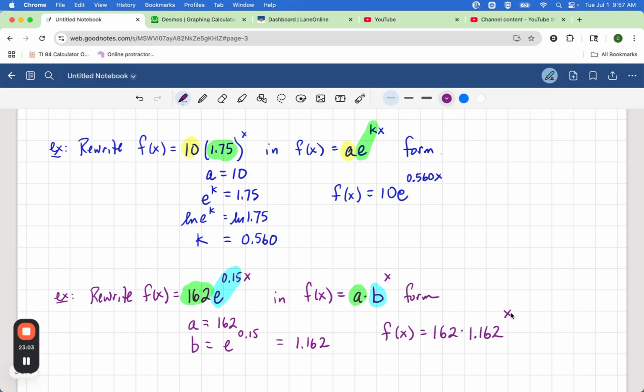Alrighty, everybody. So that is section 4.3 in a nutshell. We'll see you on the other side in section 4.4.